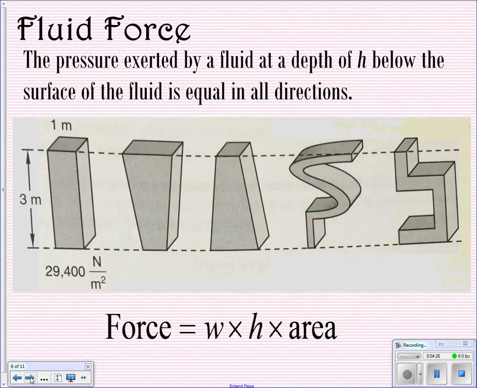And then the W again is the weight density. They're going to give it to you except for water. They're going to expect you to know that water is 9,800. But if it's another fluid besides water, they will give you the weight density in the problem.